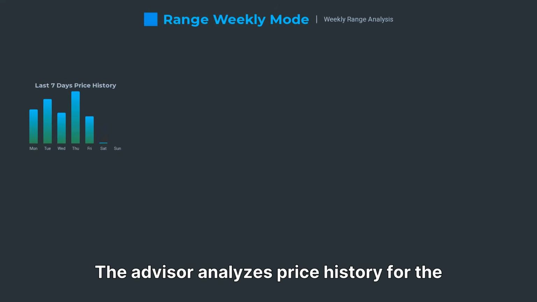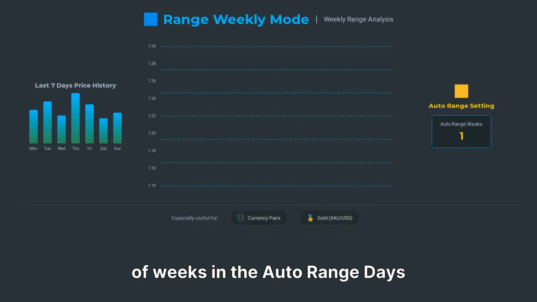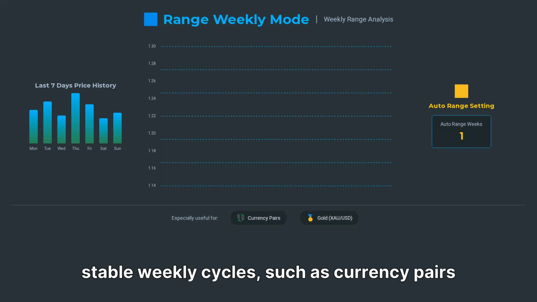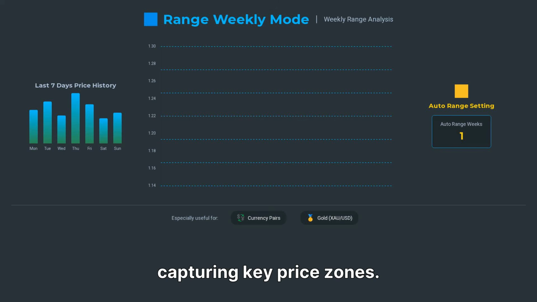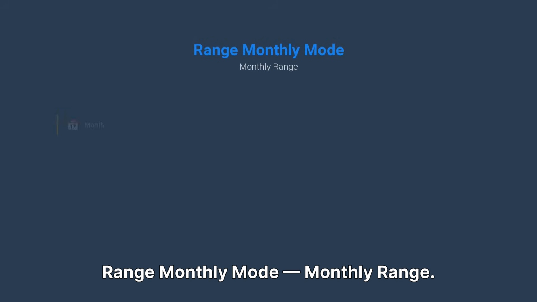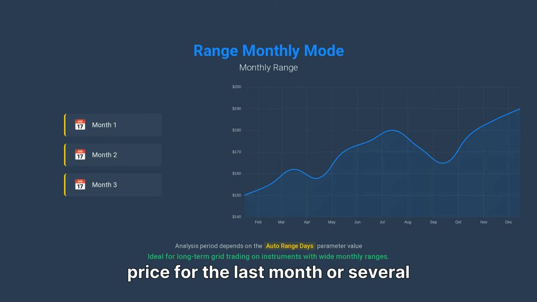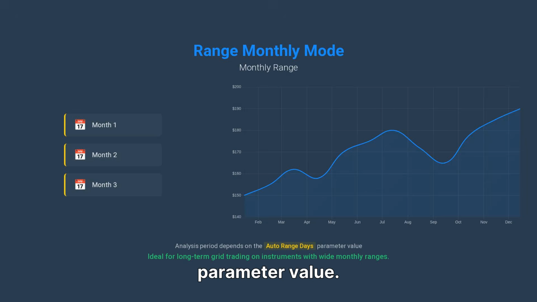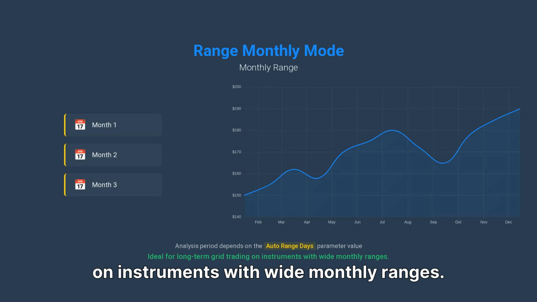Range weekly mode, weekly range. The advisor analyzes price history for the last week or for a specified number of weeks in the auto range days parameter. This is especially useful for instruments with stable weekly cycles, such as currency pairs or gold. The grid automatically adapts to weekly volatility, capturing key price zones. Range monthly mode, monthly range. The system finds the maximum and minimum price for the last month or several months, depending on the auto range days parameter value. This is ideal for long-term grid trading on instruments with wide monthly ranges.